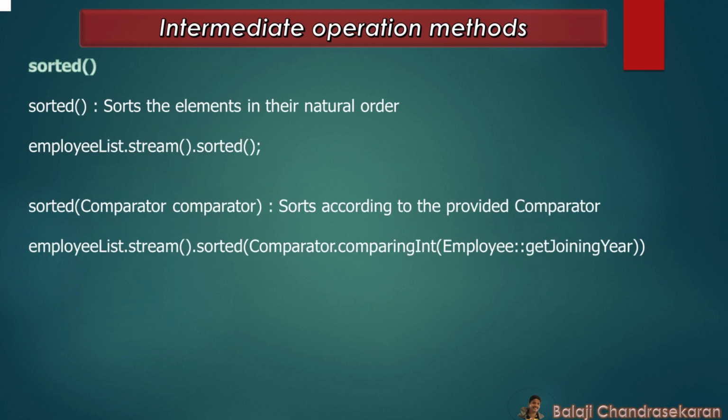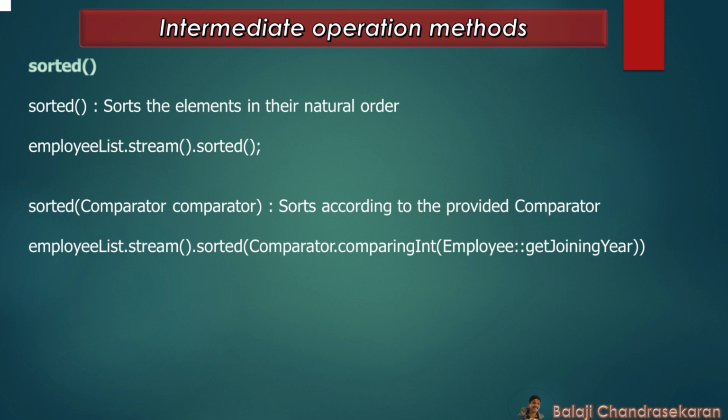The sorted method with no input parameters sorts the elements of the stream in their natural order. The line employeeList.stream().sorted() creates a stream of elements from the employee list collection and then sorts them using their natural order.